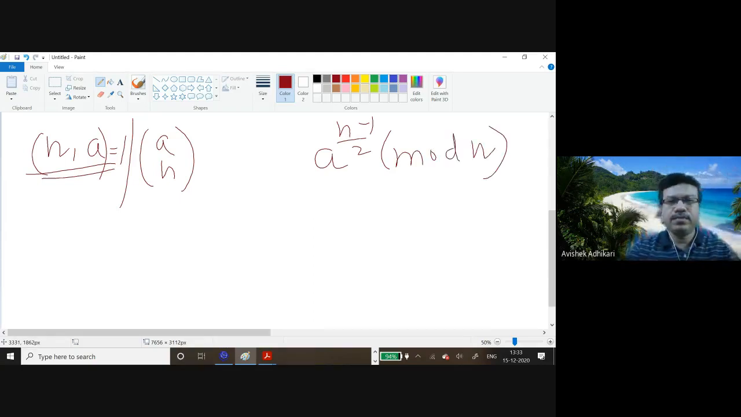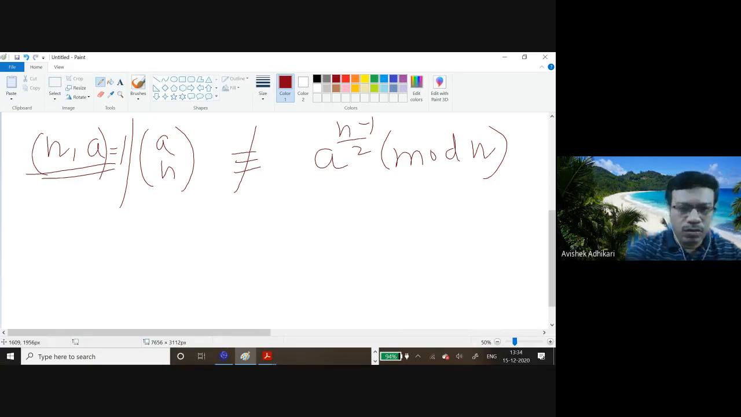Okay, and check whether they are equal or not. If they are not equal, okay, then what will be your conclusion? That we want to check.